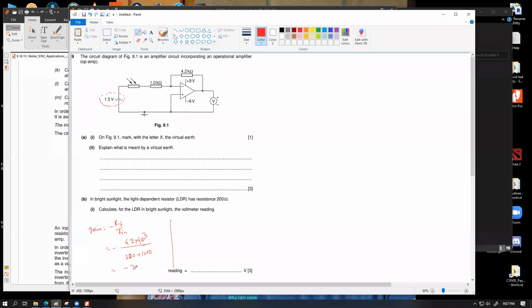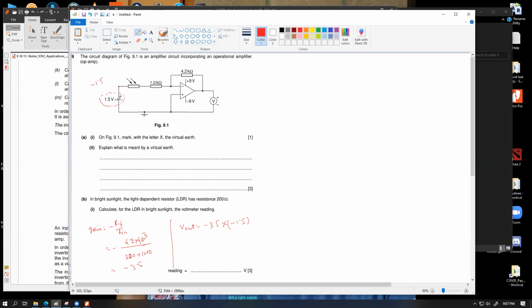Minus 3.5. So this is the gain. Now we simply have to find the output. So the output will be minus 3.5 into minus 1.5. I have a reason to write minus 1.5: I can see that this supply is connected the other way around. So actually the voltage at this point is minus 1.5 volt.